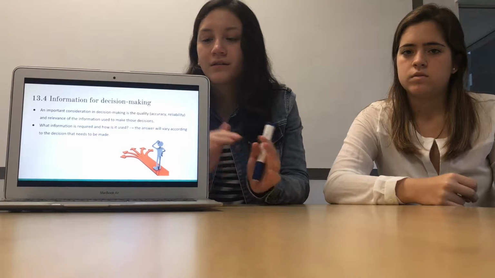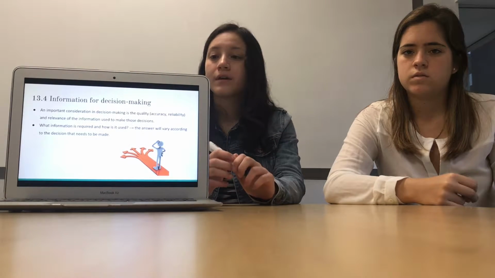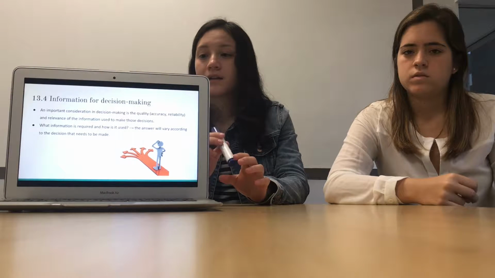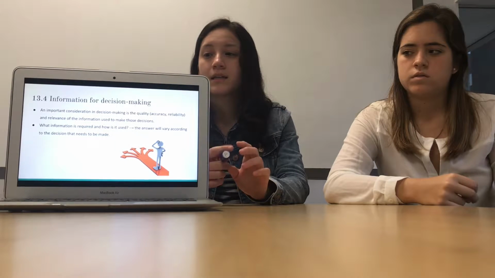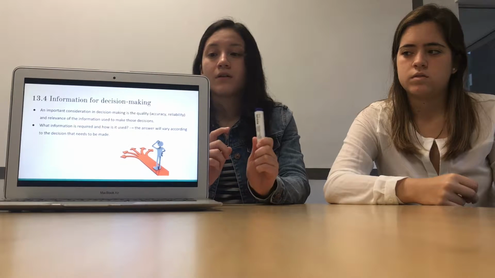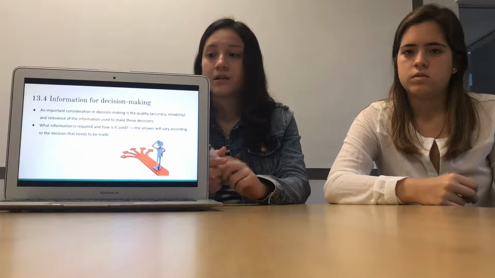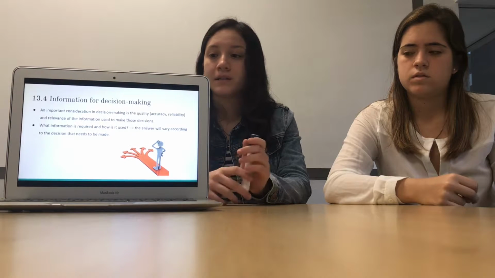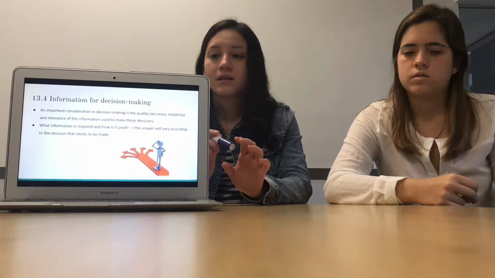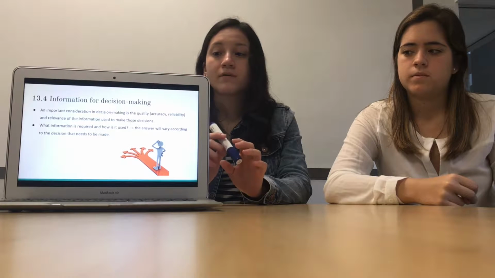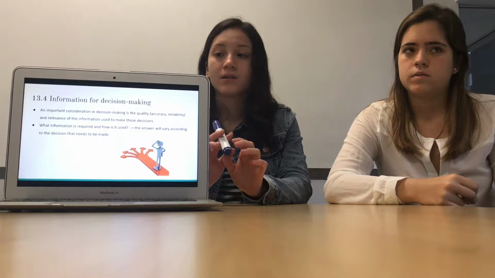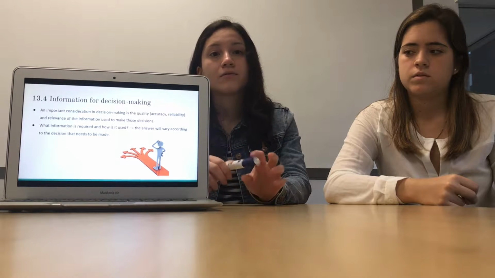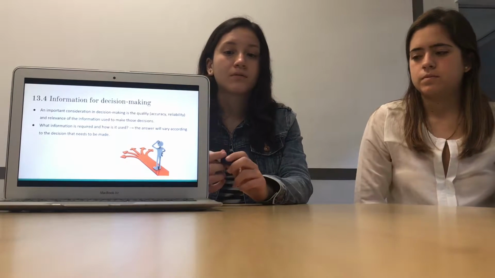And in the part 13.4, they talk about information for decision making. And they say that an important consideration in decision making is the quality of the information that the firm gets, and its quality is reflected in the accuracy and its reliability. And the answer to the question on what information is required and how it is used will vary according to the decision that needs to be made in the firm according to the time period.